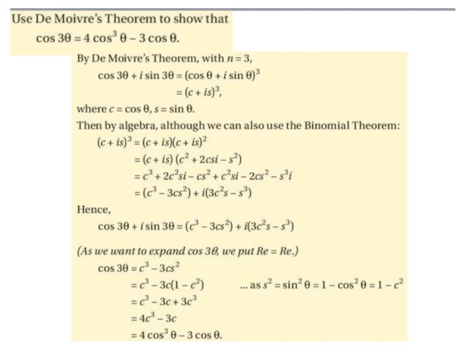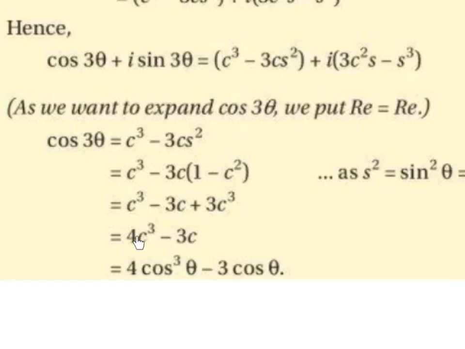And then we multiplied out the brackets, we simplified, and then we rewrote 4c cubed as 4 cos cubed theta, and minus 3c as minus 3 cos theta. And this is what we were asked to show.